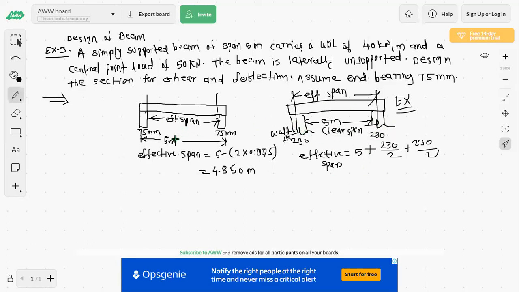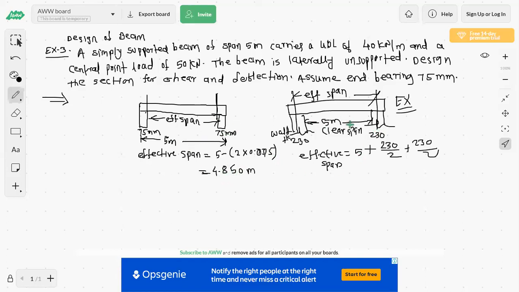And here, if the total span is given and end bearings are given, then from the total span we have to deduct the 2 end bearings. Are you getting it? These are the two possibilities for the effective span. In the first 2 problems, example number 1 and example number 2, they directly gave the effective span. But here they have given the total span of the beam, and we have to calculate the effective span. If end bearings are given, we deduct the end bearings and calculate the effective span.